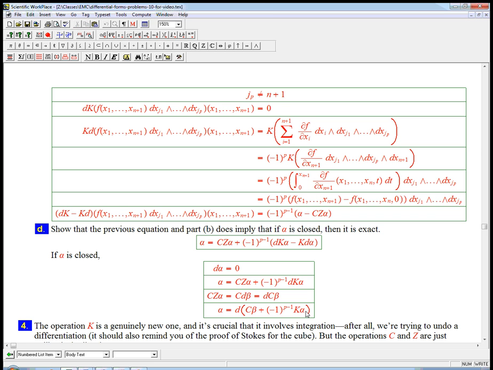So this whole combination is something that if you take d of it, you will recover alpha, given that we assumed that alpha was closed in the first place. Pretty cool. And I'll save the rest of it for another video.